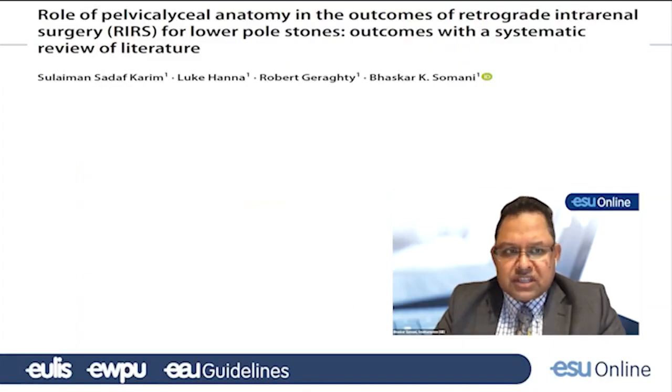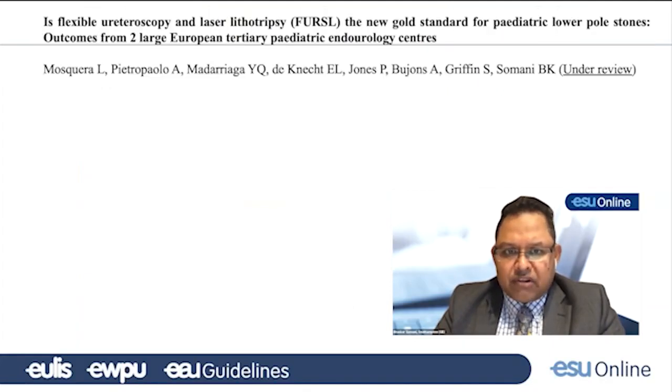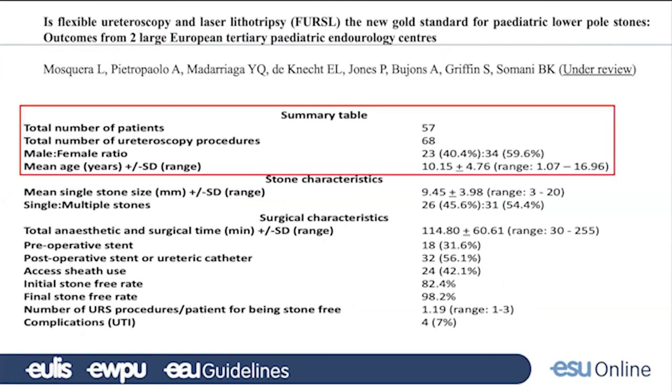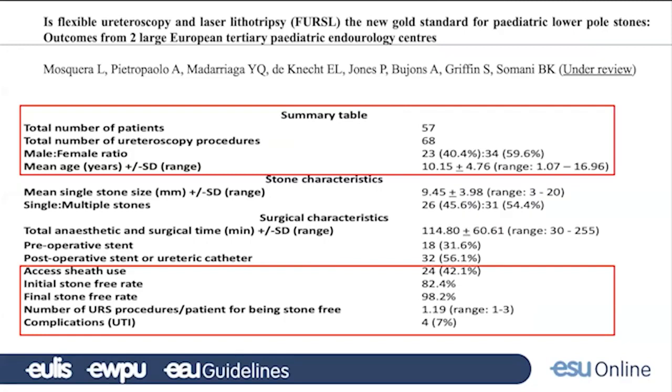What about lower pole stones? This is a paper we published in adults, but we have now recently looked at pediatric patients from 2 large European tertiary centers. This has 57 patients who underwent 68 procedures. When we look at the initial and final stone-free rates, the final stone-free rate was above 98%, with 1.2 procedures per patient and 4 minor complications. So actually, even for lower pole stones, possibly ureteroscopy is edging towards shockwave lithotripsy in terms of the gold standard.